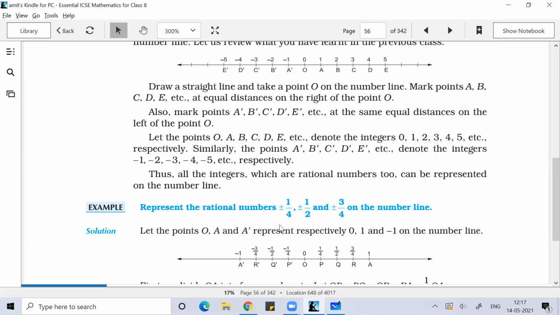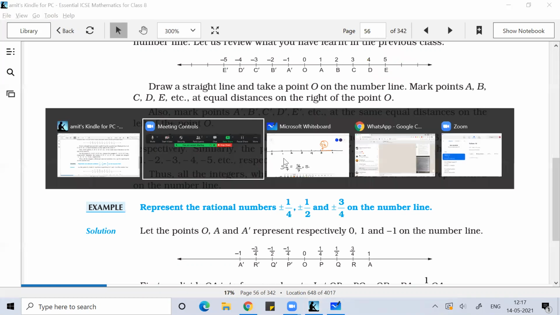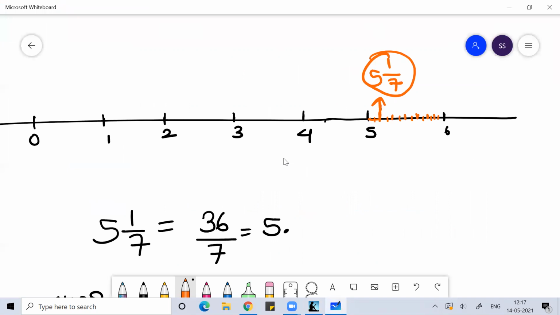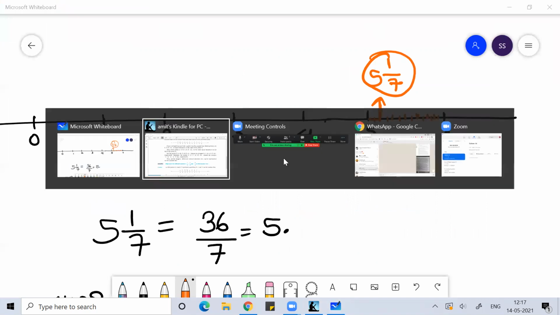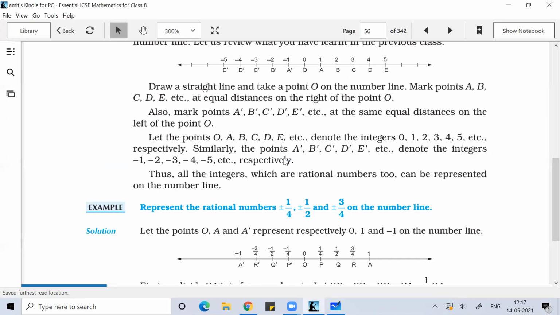So you know, right? Represent plus minus 1 by 4, plus minus 1 by 2, 3 by 4 on the number line. You know this, right? Plus minus means we have to represent it on both sides, the minus side and the plus side.